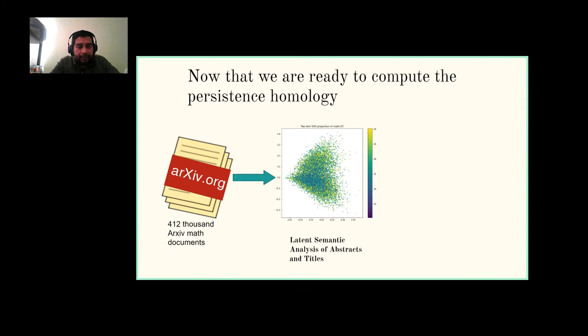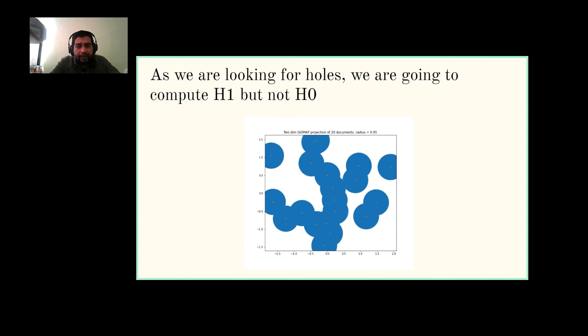So now that we have our point cloud, we're going to try to compute a persistent homology and try to understand what is going on. What kind of holes are we finding there? So for that, I first need to remind you what a persistent homology is.